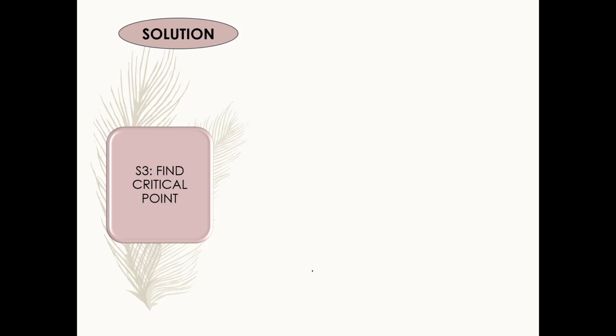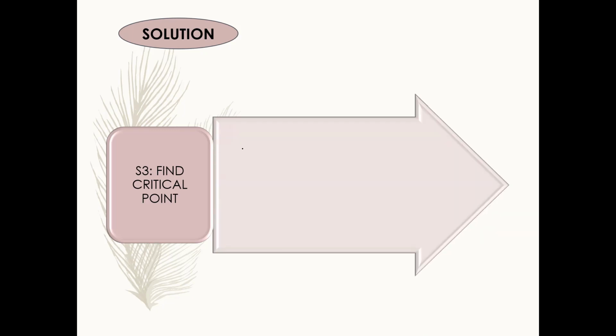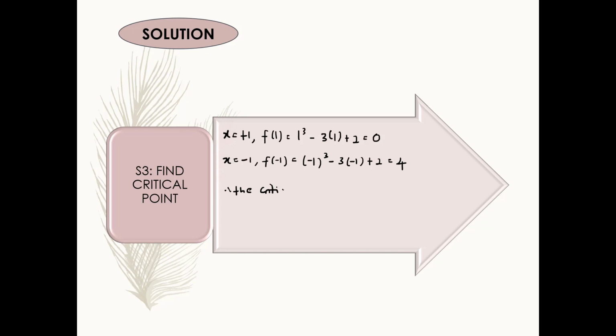Okay, next, step 3, you have to find the critical point. So in order to find the critical point, you have to find the critical value. So you need to substitute x equals to plus 1 into the function f(x). So you will get 0, and then when x equals to negative 1, f(-1) is equal to 4. So the critical points are (1, 0) and (-1, 4).